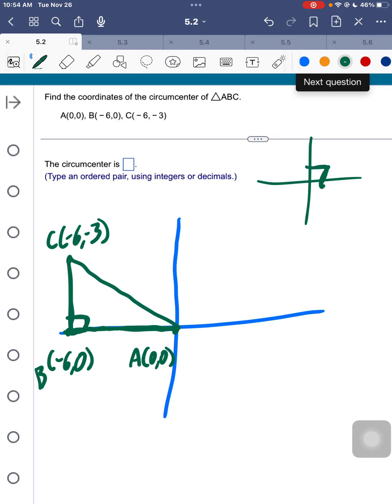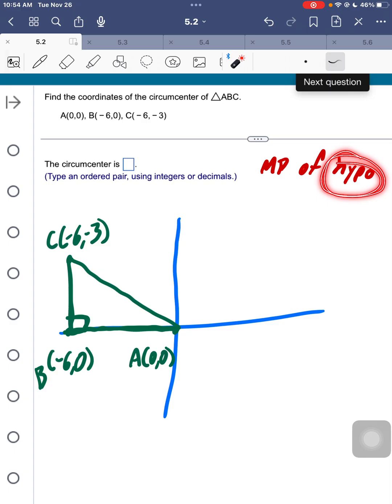Now, I know that my circumcenter is going to be the what? What is my circumcenter of a right triangle? It is the midpoint of the hypotenuse. Now, please do not say your hypotenuse is the longest side of a triangle. That is not true. Your hypotenuse is the side opposite to the 90 degree. Okay? So, I could just find my midpoint here, but what if we wanted to do it the old-fashioned way?